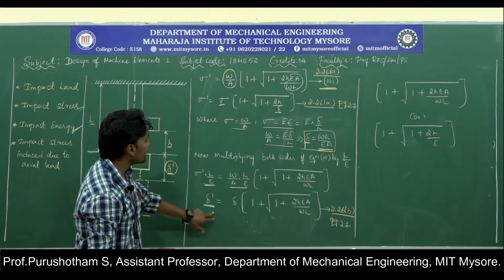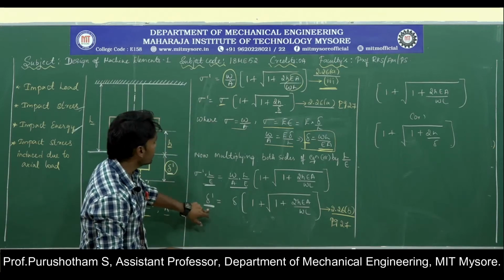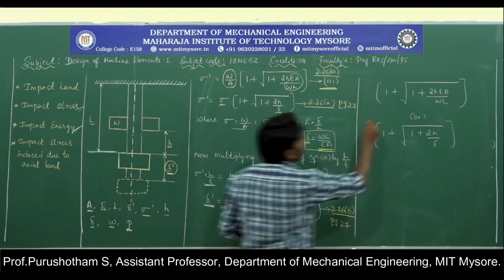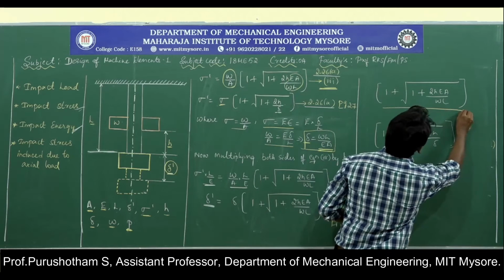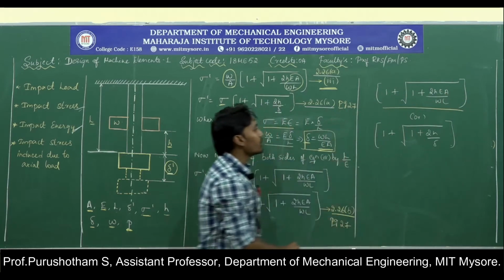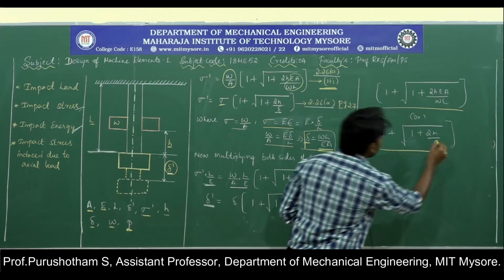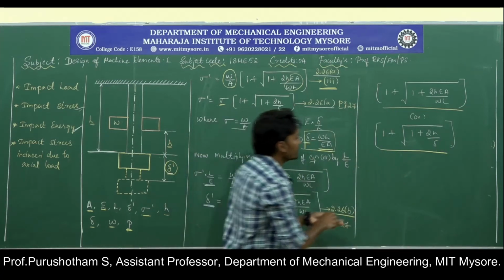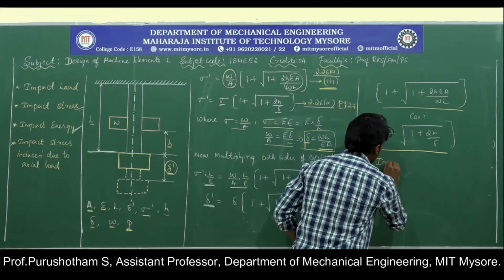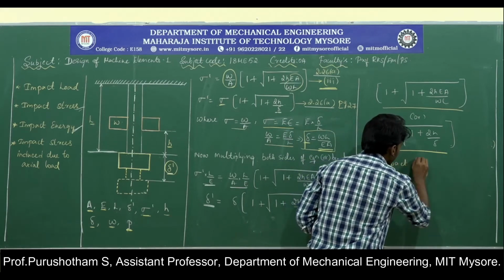If you observe these two equations, the term 1 plus square root of 1 plus 2H EA by WL, or 1 plus square root of 1 plus 2h by delta, is called the impact factor.